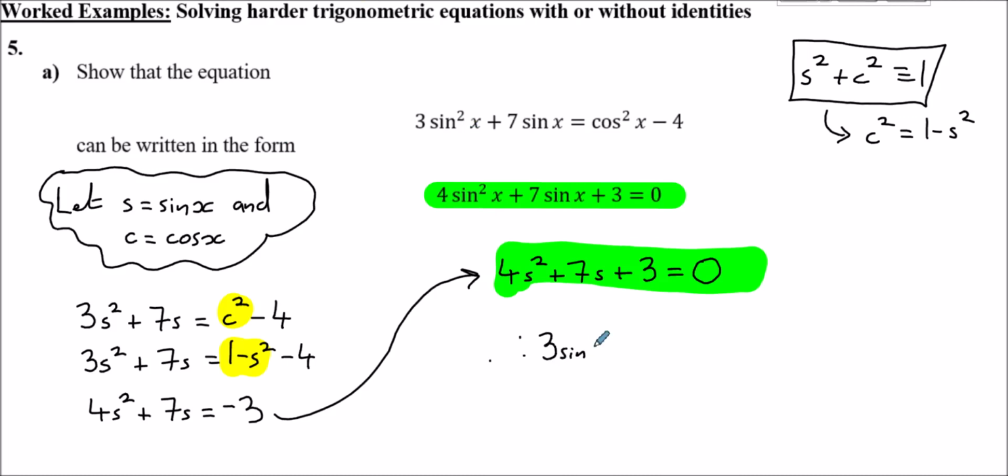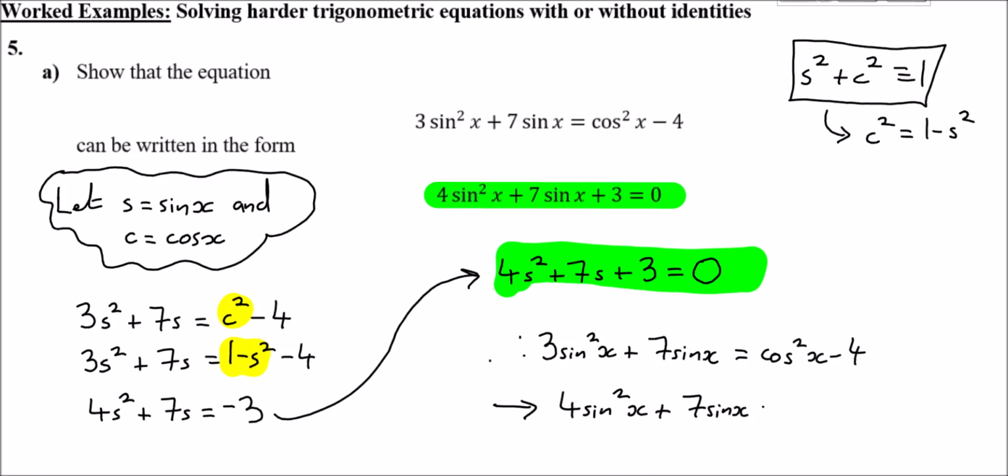3 sine squared x plus 7 sine x plus cos squared x minus 4 becomes 4 sine squared x plus 7 sine x plus 3 equals 0. And we're going to use this result to solve the trigonometric equation in part B.